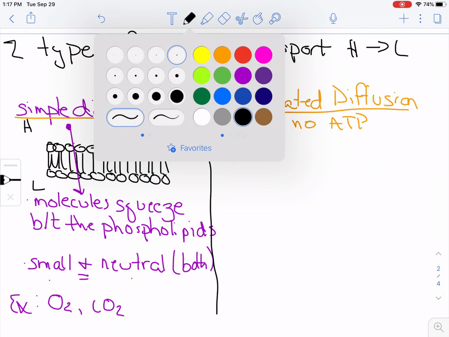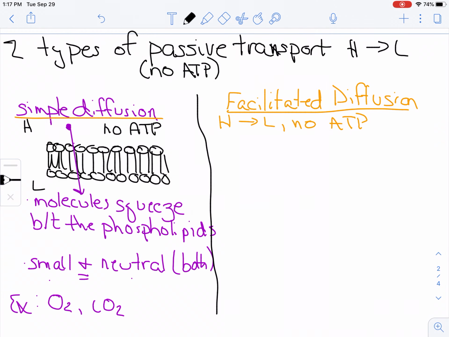So how this is different is this. Over here in simple diffusion, we said that if you are small and neutral, you can pass this way. But not everything that needs to go into or out of your cell is small and neutral, so there has to be another way for things to get across. The other way is called facilitated diffusion. Here we are with our little cell membrane again, and I'm going to draw the little heads. But let's say there's something really big that needs to pass through.